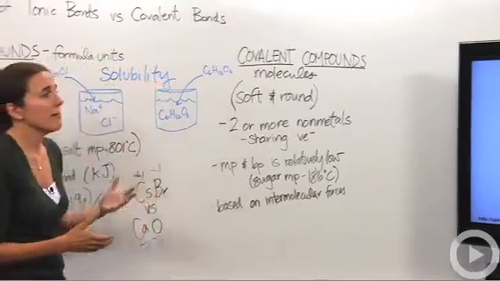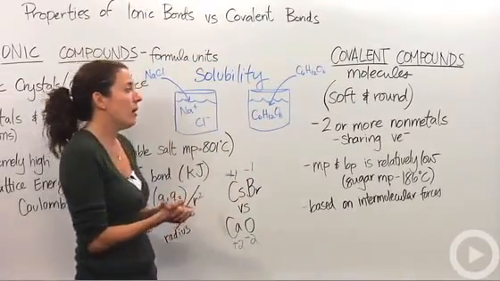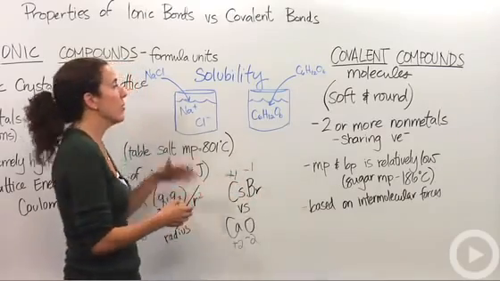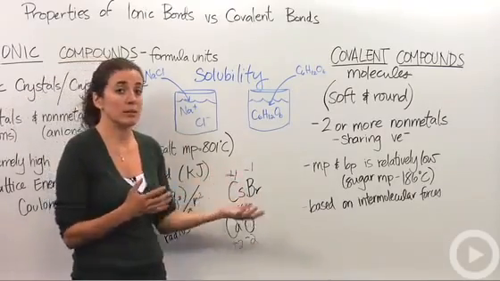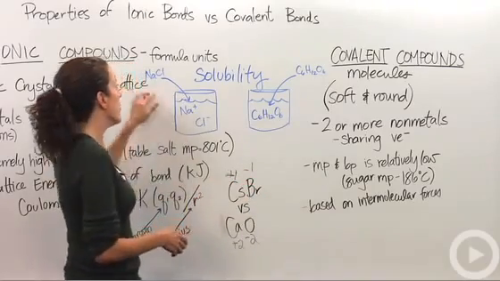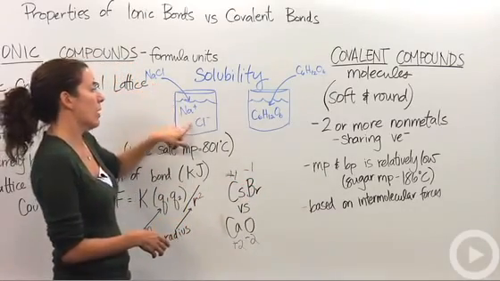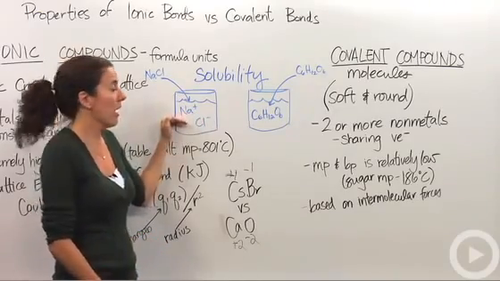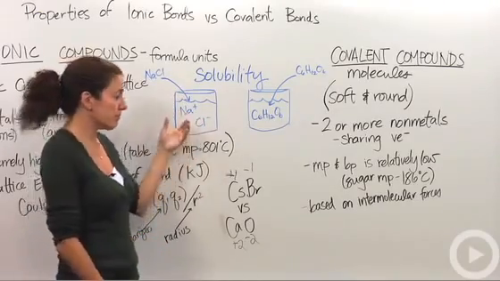So one last thing, solubility, meaning how well they dissolve in water. Both ionic compounds and covalent compounds can pretty much dissolve in water, depending on what the actual compounds are. But when you dissolve salt in water, it breaks up into its ions. This is what we call an electrolyte. They can actually conduct electricity.